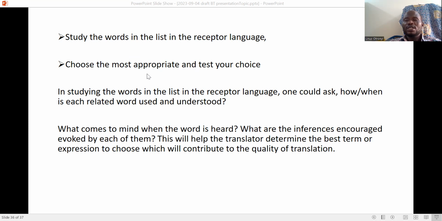In studying the words in the list in the receptor language, one could ask, how and when is each related word used and understood by the speakers? What comes to their mind when the word is heard? What are the inferences that are encouraged or invoked by each of the terms? This will help the translators determine the best terms or expression to choose, which will contribute to the quality of Bible translation in the receptor language.